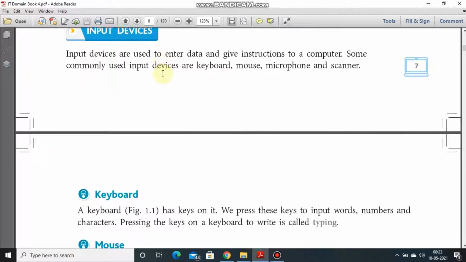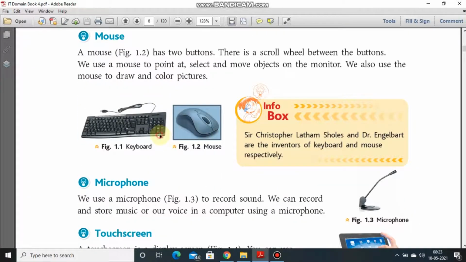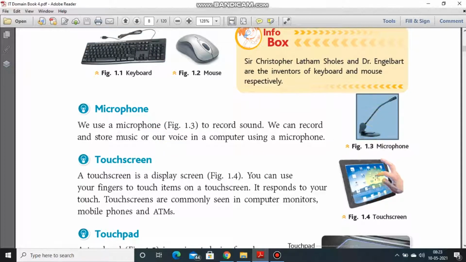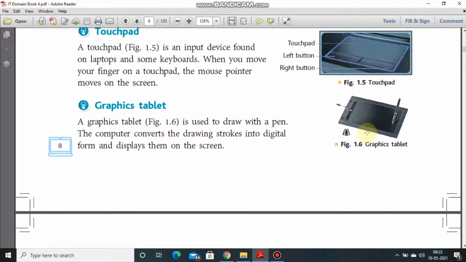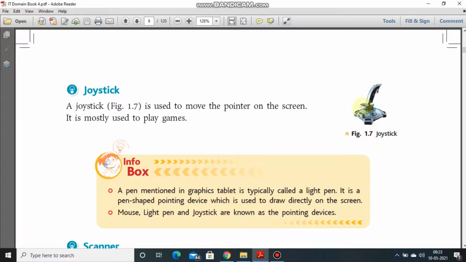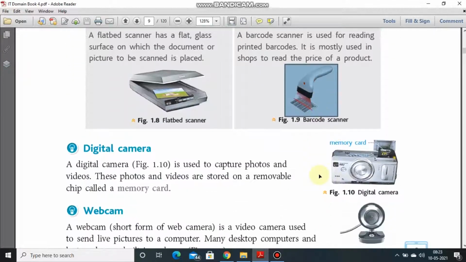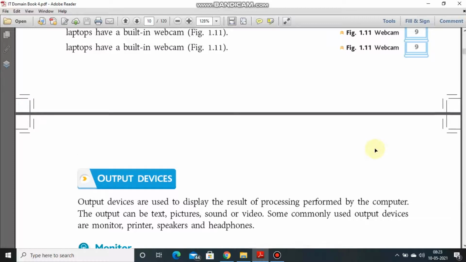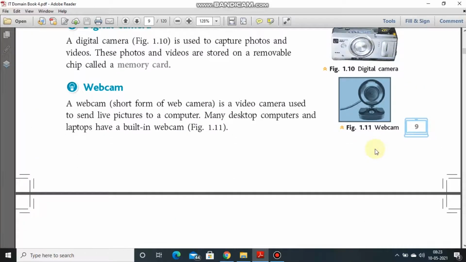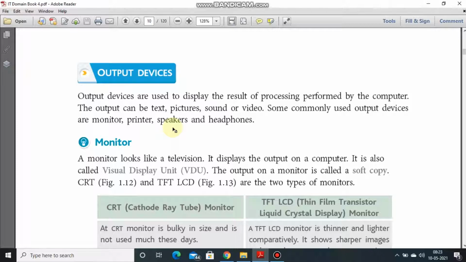We had read about the input devices like keyboard, mouse, microphone, touch screen, touchpad, graphic tablet, joystick, scanner, digital camera, webcam, all these devices in our previous class. We had read till webcam. So we will start with output devices.